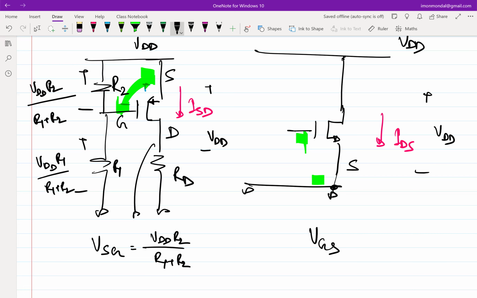Is this clear, or do you have a confusion here? This is clear. So we want VGS in this case to be VDD times R2 by R1 plus R2. Correct? So how do I generate that using a voltage divider? I don't want to do too much change. The gate voltage will be VDD R1 by R1 plus R2. But VSG is VDD minus that voltage, isn't it?